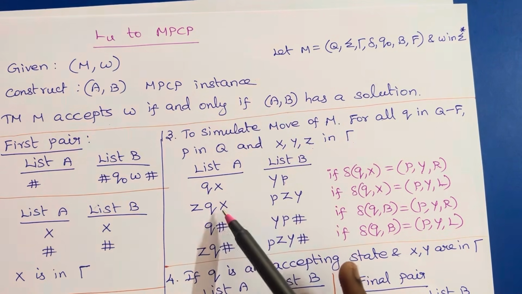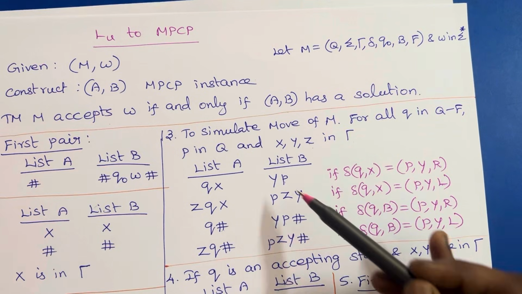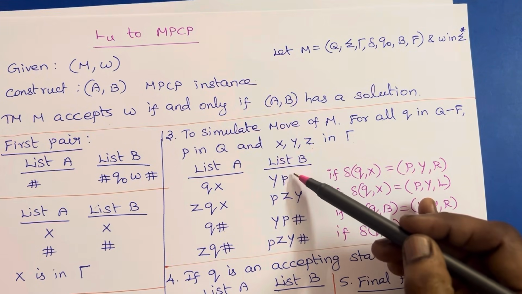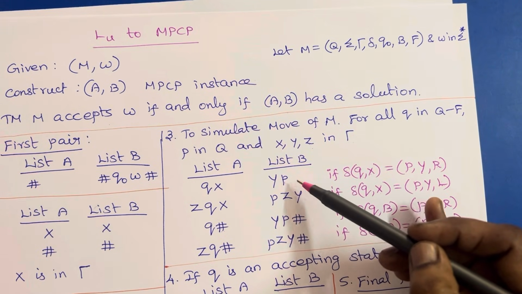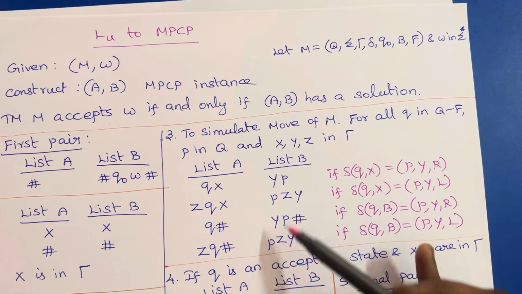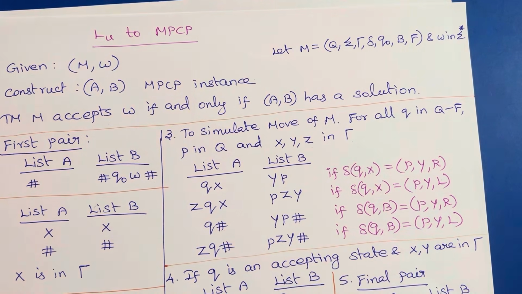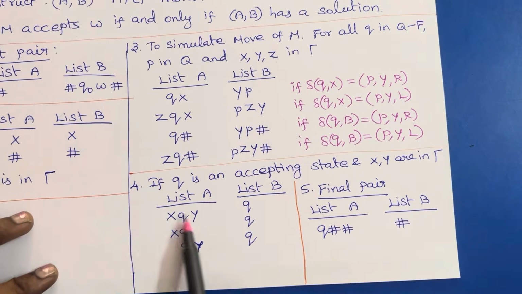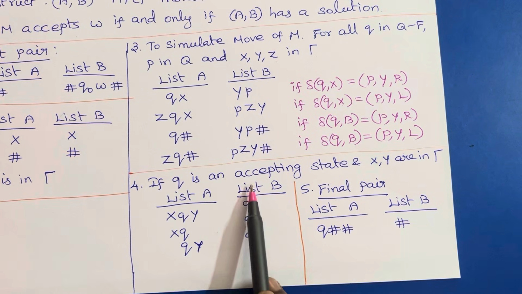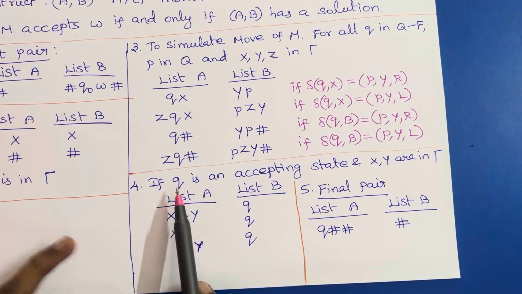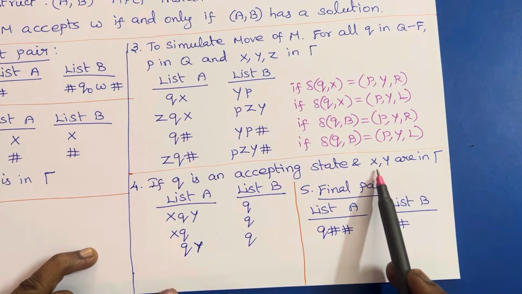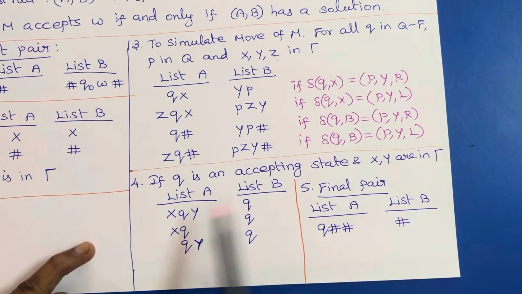So q hash, here also zq hash. But in list B, we just need to append hash at the end. So yp hash, and here pzy hash. Then for the fourth rule, we need to consider q is a final state. Okay, here q should be a final state and x, y are the tape symbols except blank.